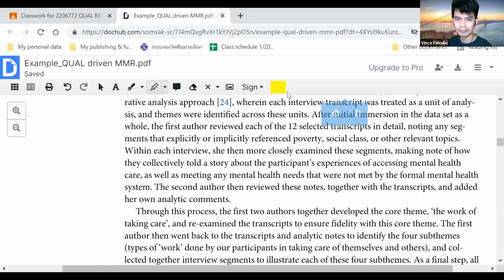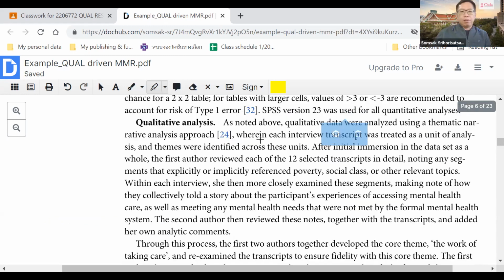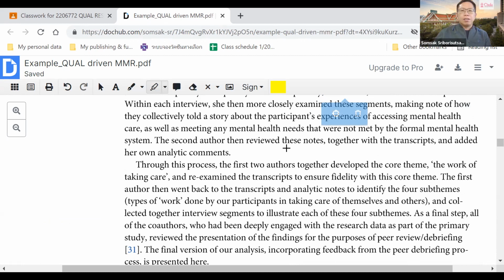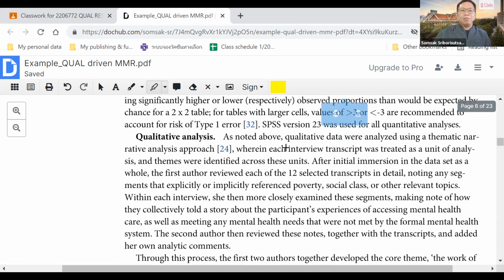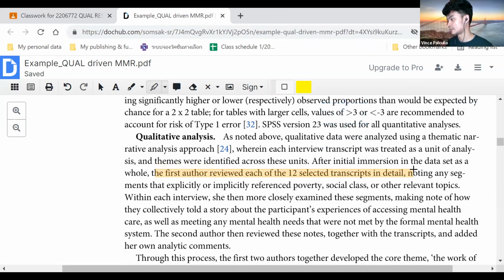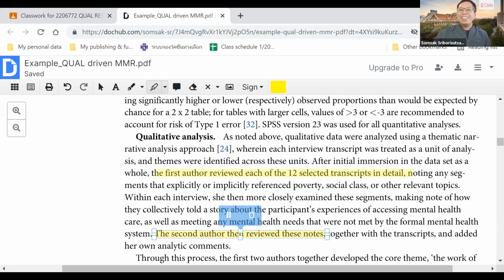Yeah, that's what I've noticed. Okay, good. For the qualitative analysis, it's quite interesting because they explain that the first author reviewed 12 selected transcripts, and the second author reviewed the notes and added her own analytic comments. They separate their responsibilities between the two authors.